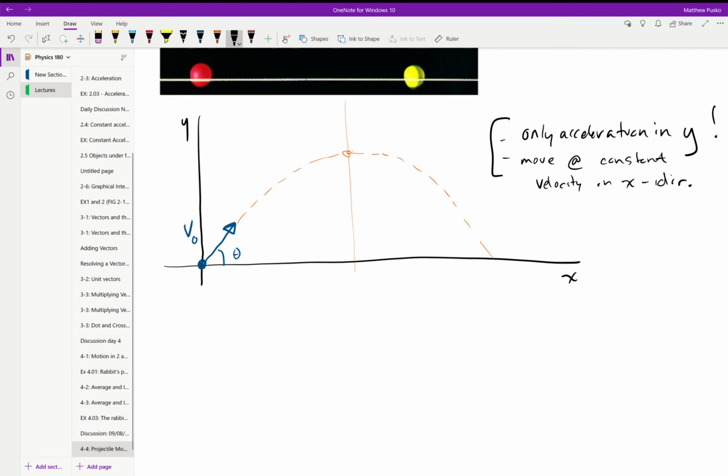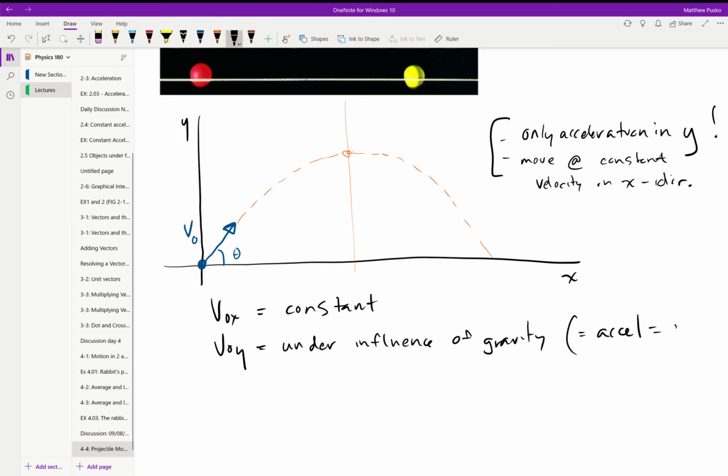Remember this can have a v naught in the x direction, some v naught in the y direction. Well, v naught in the x direction, like I just said, is going to be constant throughout the whole path of the projectile. V naught in the y direction is going to be under the influence of gravity. So it's going to have acceleration, right? And that acceleration is equal to g, lowercase g, the acceleration due to gravity.